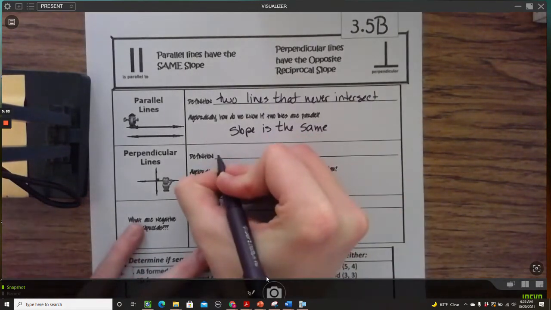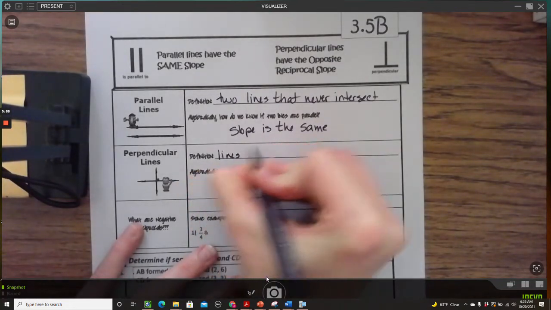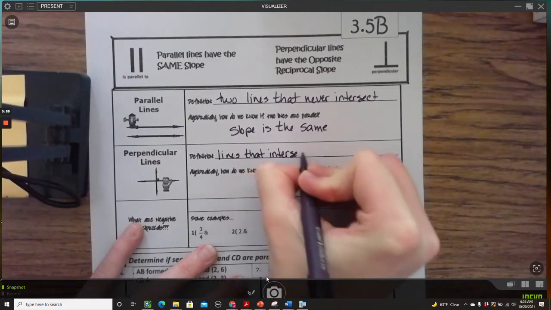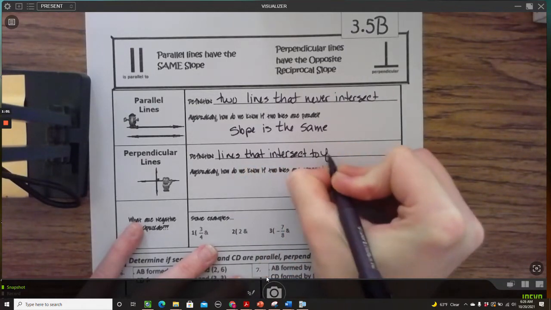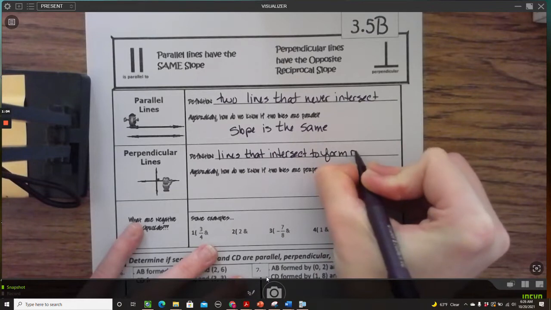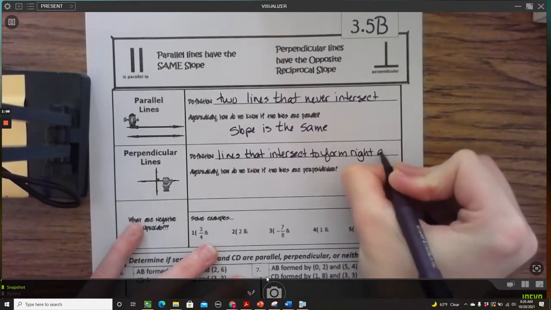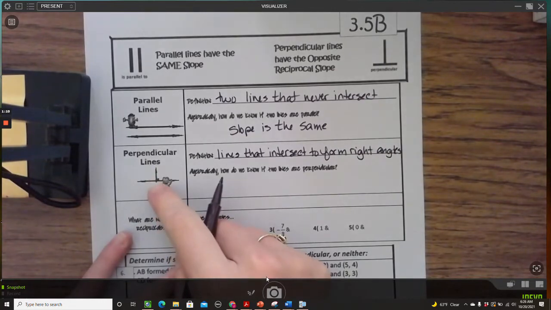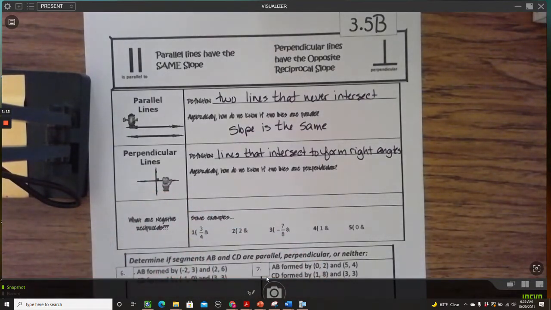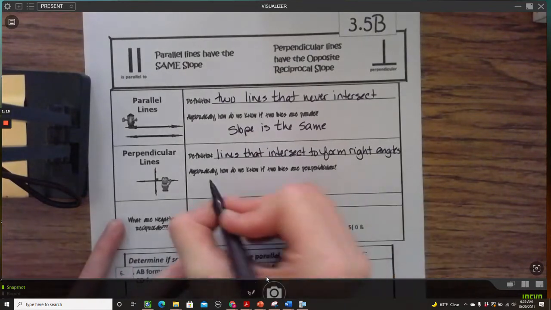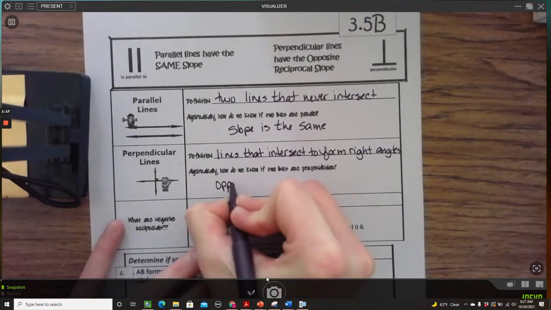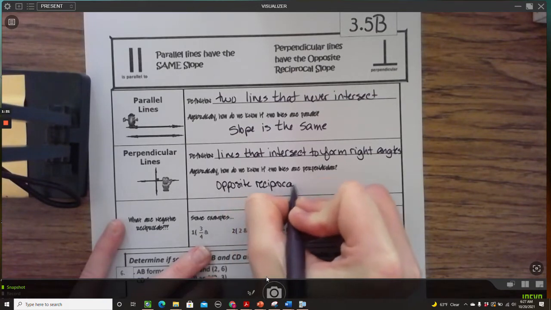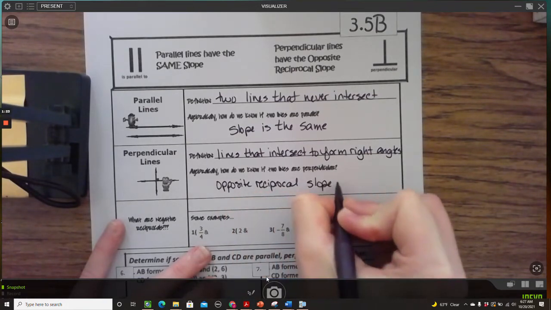Perpendicular lines are lines that intersect to form right angles. So they're always going to cross at a T. They're always going to form that right angle. So algebraically, how do we know that two lines are perpendicular? They have opposite reciprocal slopes. And so what does that mean?